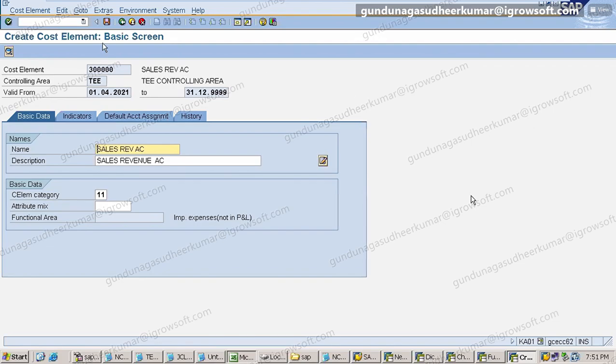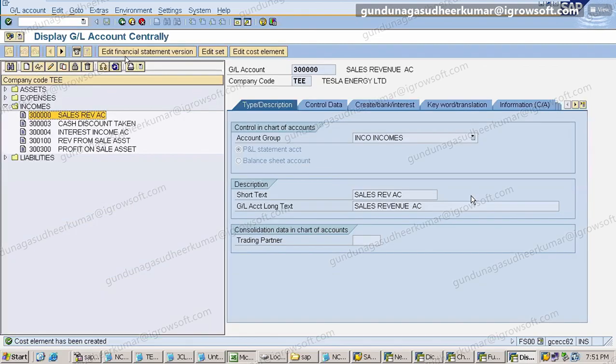Okay, save. See, I got revenue. It is revenue, but it is a cost element category. Sir, these revenues will not be cost centers, no, sir, because cost centers are expenses totally. Cost center is definitely expense. And cost element is a GL account, so it can be expenses or incomes. Exactly, correct.